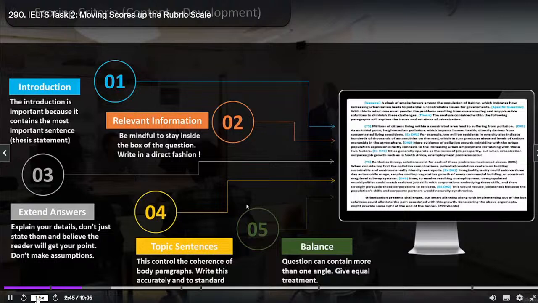And finally, number 5, balance. Many of these questions have multiple parts, and you need to address each part of a question with balance. If you implement these 5 criteria, you're going to improve your content and development score by leaps and bounds.